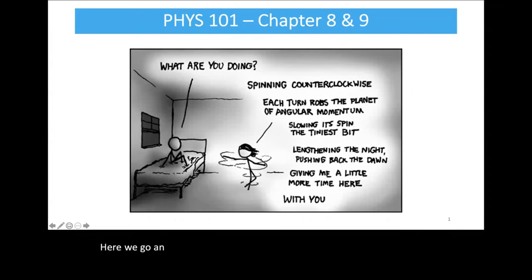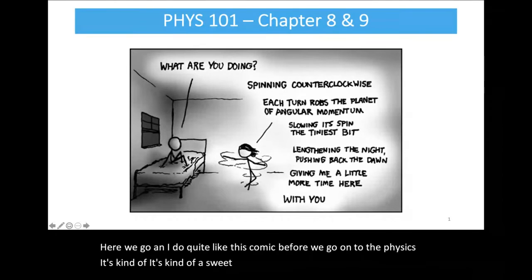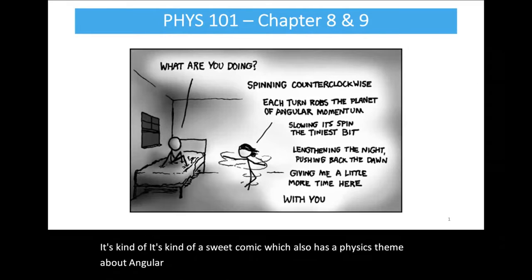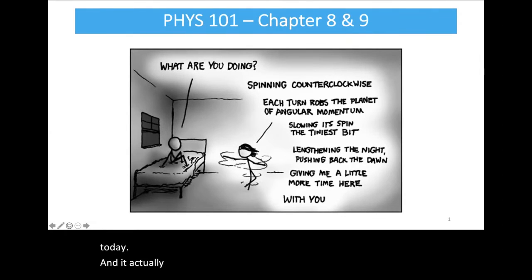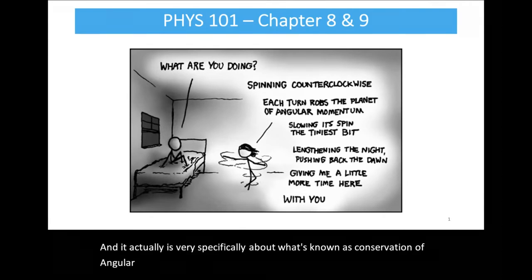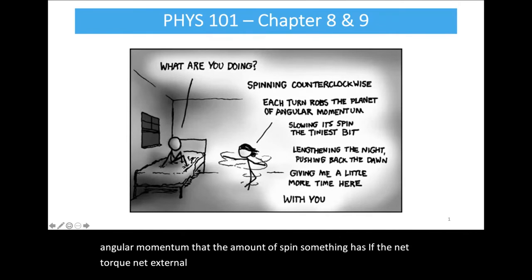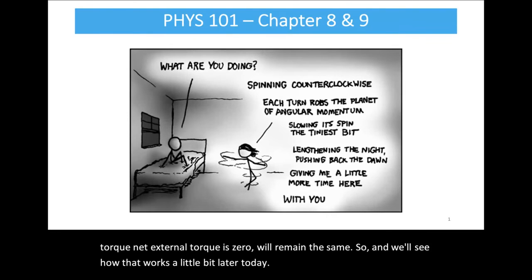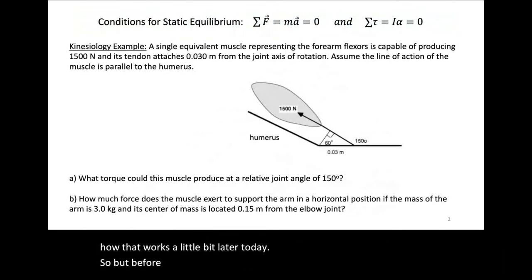I do quite like this comic before we go on to the physics. It's kind of a sweet comic, which also has a physics theme about angular momentum, which is going to be one of our topics for today. It's very specifically about conservation of angular momentum: the amount of spin something has, if the net external torque is 0, will remain the same. We'll see how that works a little bit later today. But before that, we're going to look at this problem.